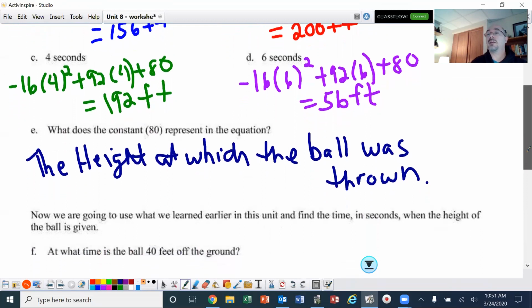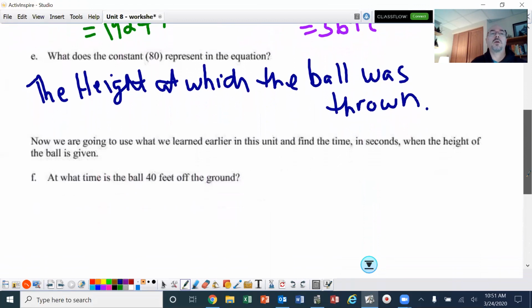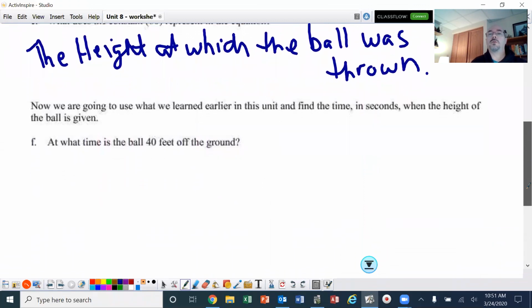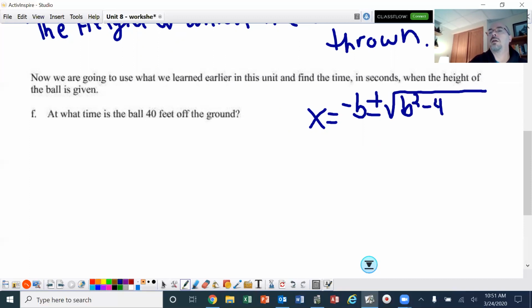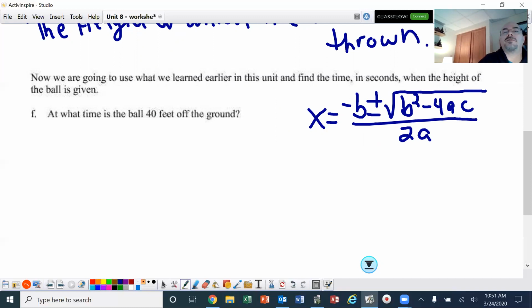The next part, however, we're going to use what we learned earlier in the unit, the quadratic formula, to find the time in seconds when the ball is at a given height. So I'm going to go ahead and put that quadratic formula over here. x equals negative b plus or minus the square root of b squared minus 4ac all over 2a. All right, so the first one is, at what time is the ball 40 feet off the ground?